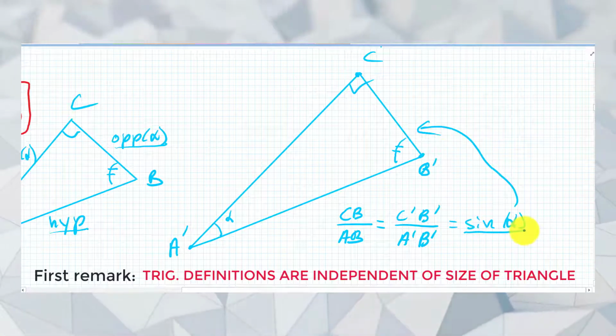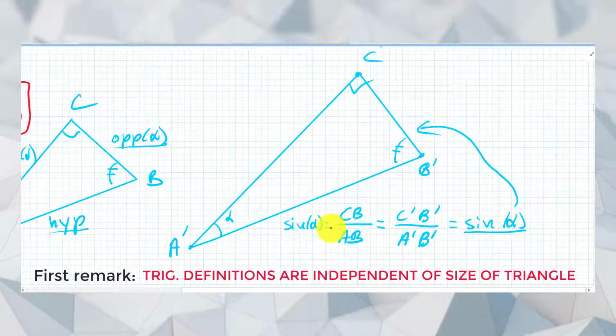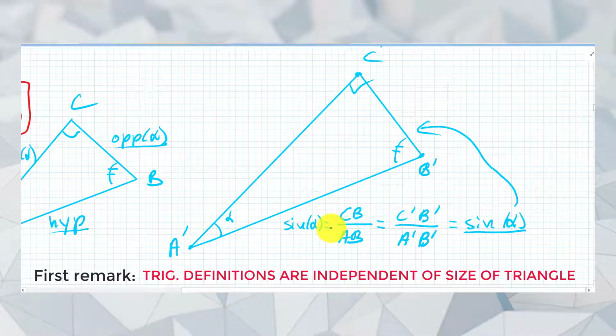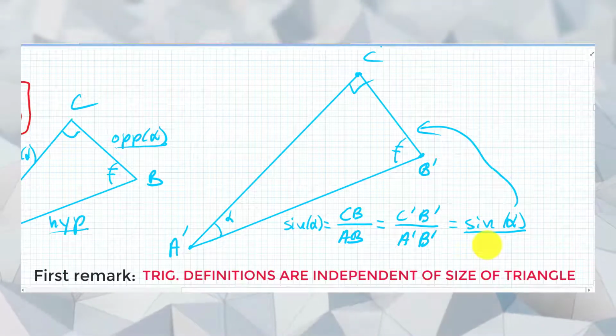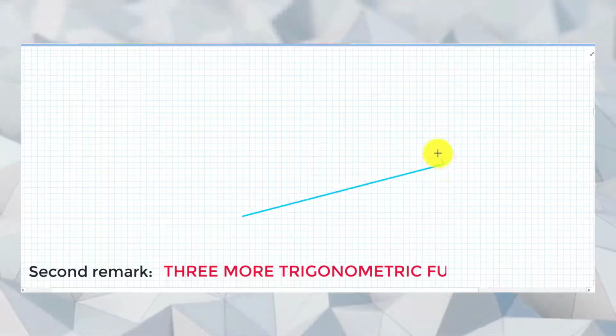And so we have the same value for the sine of alpha. It is just a function of the angle due to the result of similar triangles. And this is true for the cosine and the tangent of the angle alpha. That's the first remark.